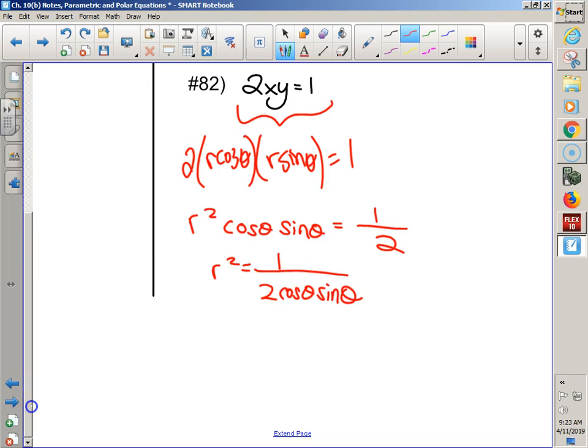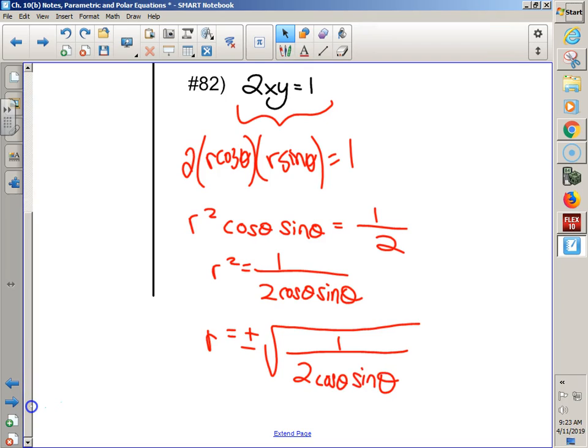Now, this actually is a special form, but I did tell you guys to get r by itself. So if I told you to get r by itself, what would you technically have needed to do? Didn't we see that r could be positive or negative and still be okay? So therefore, we have to do the plus or minus square root of 1 over 2 cosine theta sine theta. Now, is this one easy to graph?